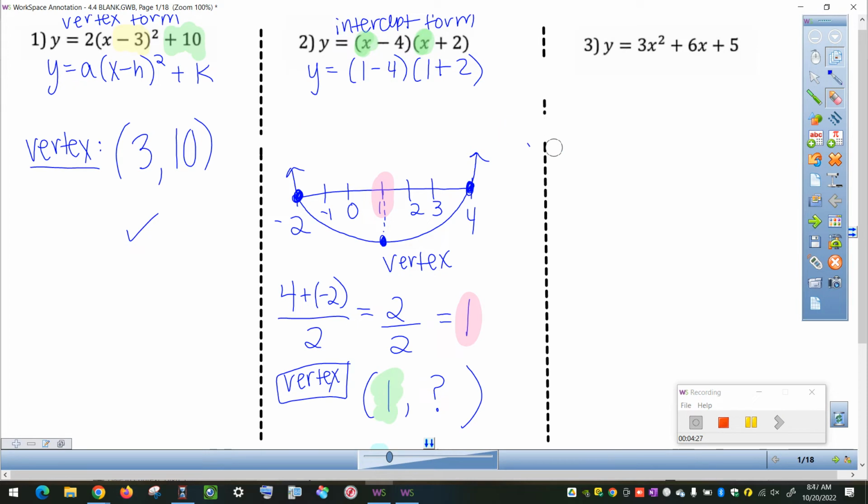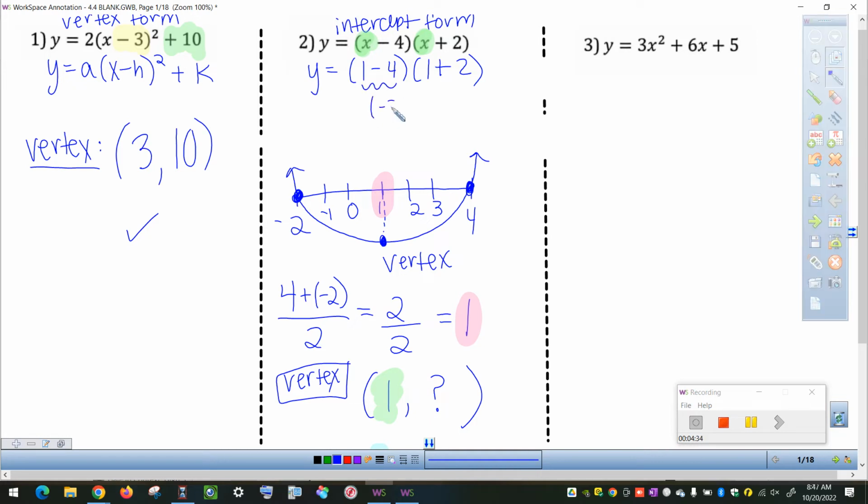And then it's just all about order of operations. So we're going to simplify down within the parentheses first. 1 minus 4 is negative 3, and 1 plus 2 is positive 3. Notice how I still put those results in parentheses? They're being multiplied together. That's what it means when two parentheses are touching. So negative 3 times positive 3 is negative 9. So we plug in an x value of 1. The y value that we get is negative 9. So that is the answer for the vertex on the second one.